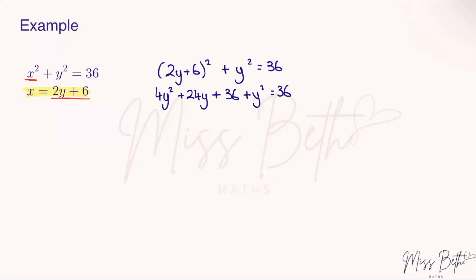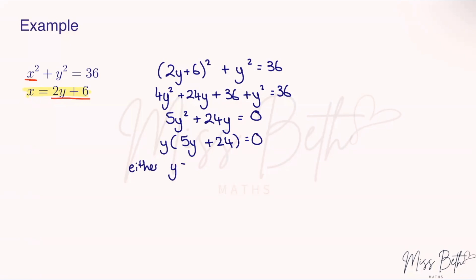So we would simplify further. So 5y squared plus 24y is going to be equal to 0. I want to factorize, so take out a y: y(5y plus 24). Okay, and then I know my two solutions are either y equals 0 or 5y plus 24 equals 0. Okay, I need to solve that second one, so we would have 5y is equal to negative 24, and then y would be equal to negative 24 over 5.